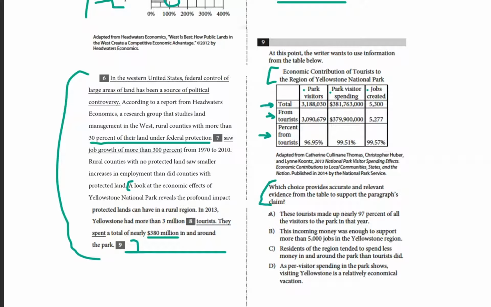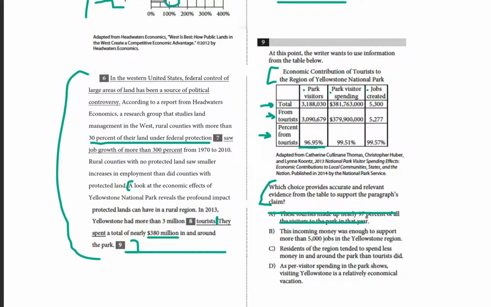So choice A, these tourists made up nearly 97% of all the visitors to the park in that year. That is true. Almost 97% of visitors to the park were tourists, but that would make a little bit more sense if it came after this sentence here. Yellowstone had more than 3 million tourists. These tourists made up nearly 97% of all the visitors to the park in that year. But it doesn't seem connected as strongly to the $380 million amount, so I'm going to cross it off.